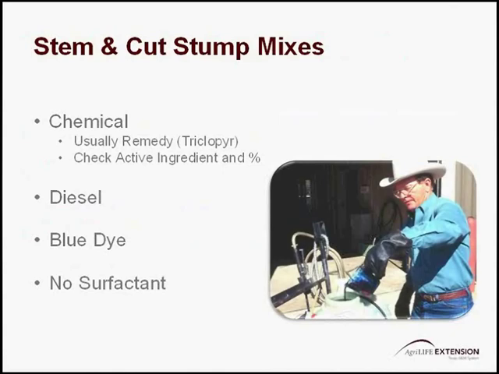And the amount of chemical you want to use will be about 15% if you have a really smooth, small stem. But if you have a larger stem that you're spraying, go ahead and up that to 25% Remedy, 75% diesel. And then on a cut stump, we always recommend just to do the 25%, 75% mix.